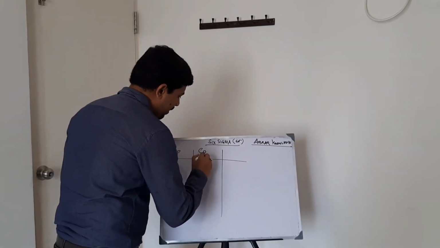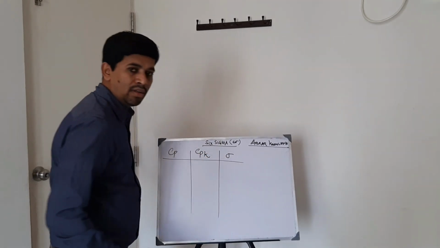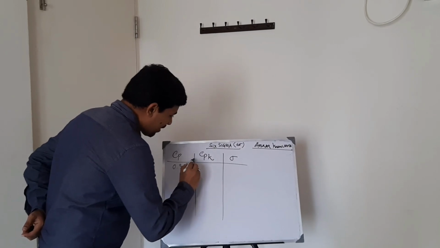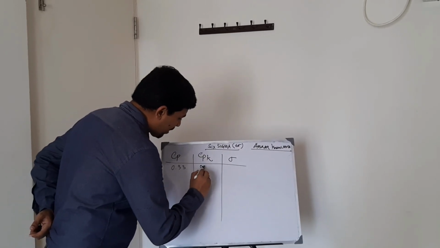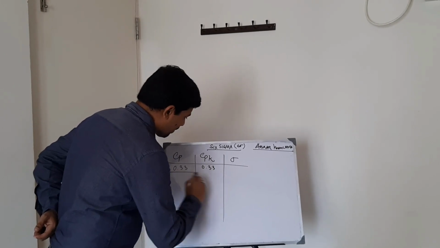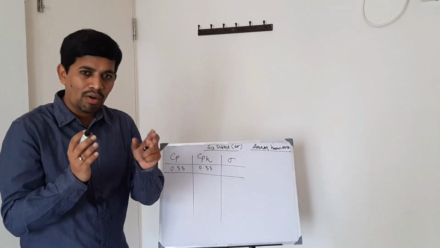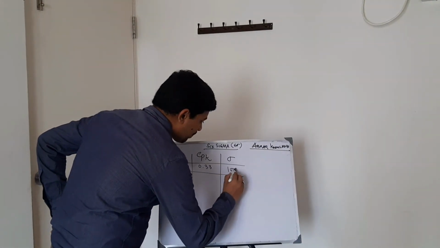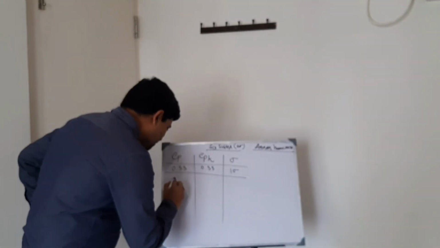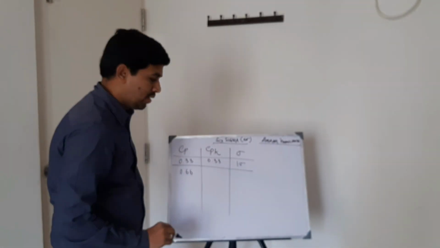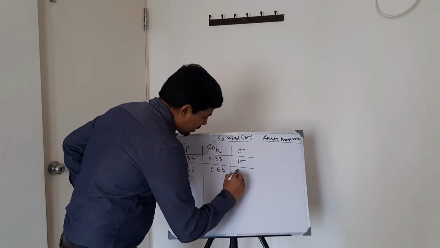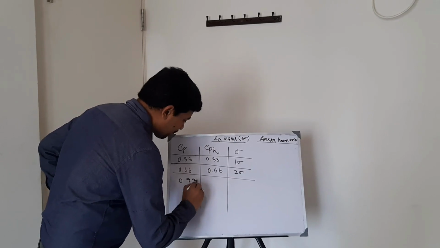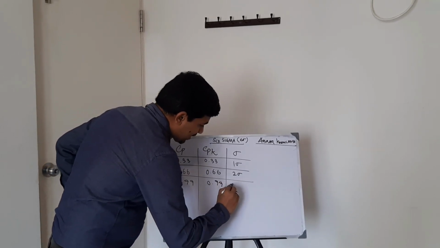CP, CPK, and what's the sigma level? Let's say your CP is 0.33 and CPK is also 0.33. That means the process is centered. The bell curve and the specification both come in the center. That means it's 1 sigma. If your CP and CPK are both 0.66, that means it's 2 sigma. And if it's 0.99, it means it's 3 sigma.